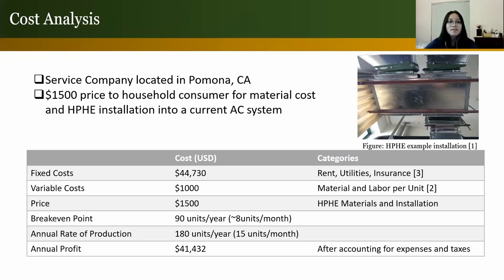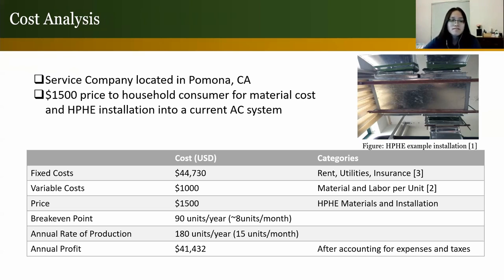All right, so going over some of the cost analysis. We are a service company located in Pomona, California. What this means is that we will source materials from direct suppliers and then install the heat pipe heat exchanger system into consumer households, inputting our design into current common HVAC systems for a price of about $1,500.